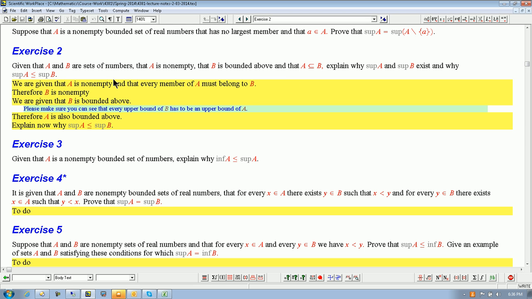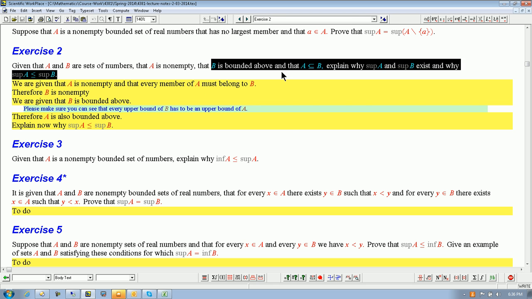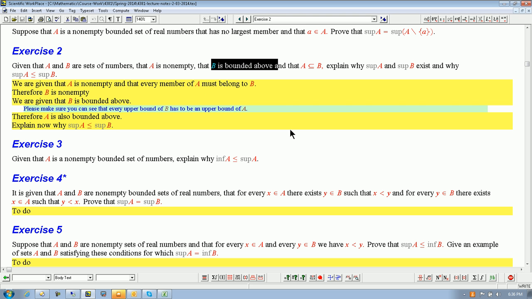Now, why is B bounded above? I gave an instruction there. Make sure you can understand why every upper bound of B, and by the way, B does have upper bounds. How do you know that B does have upper bounds? Because it's given that B is bounded above, right? I said make sure you can see why every upper bound of B has to be an upper bound of A.